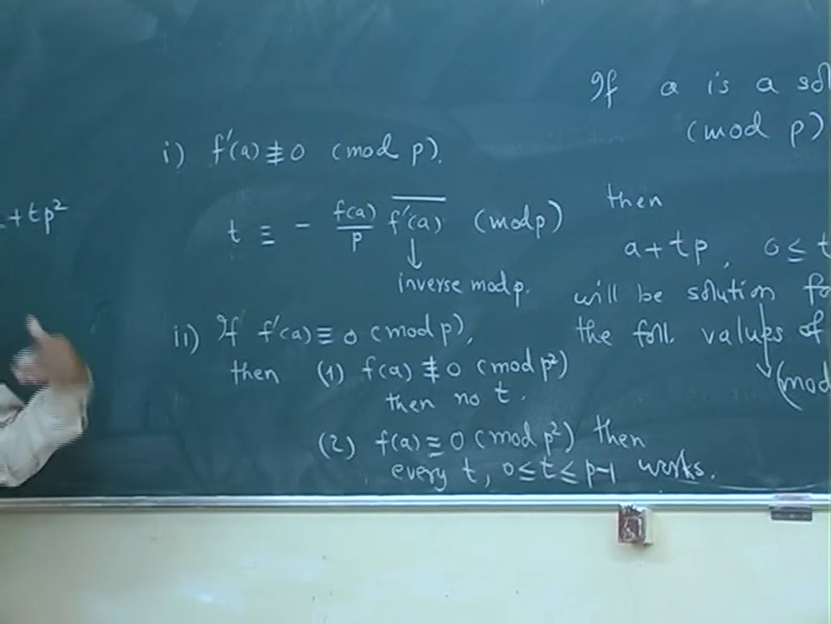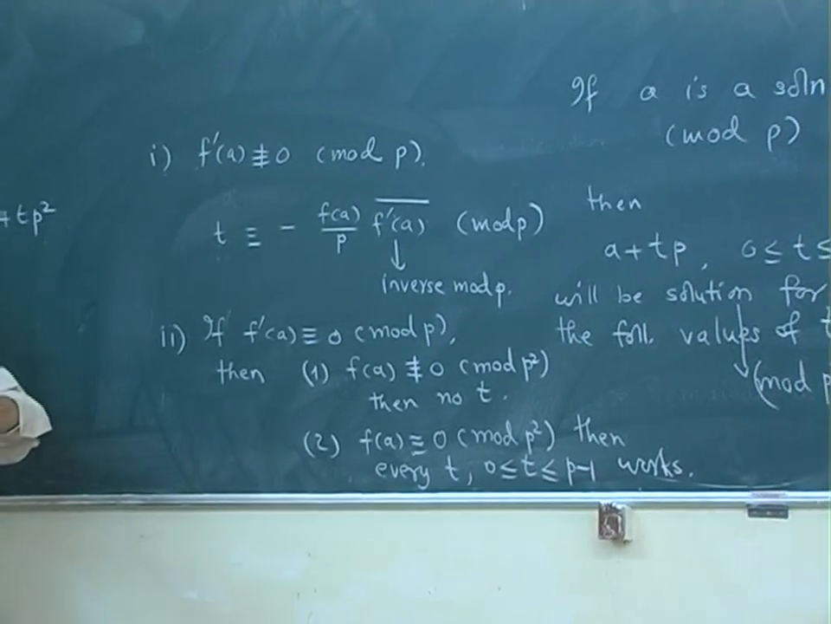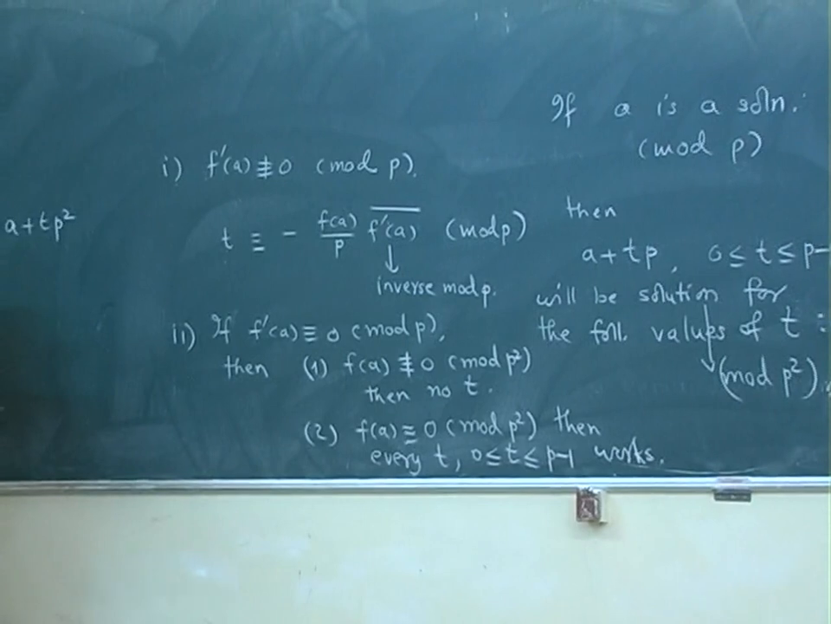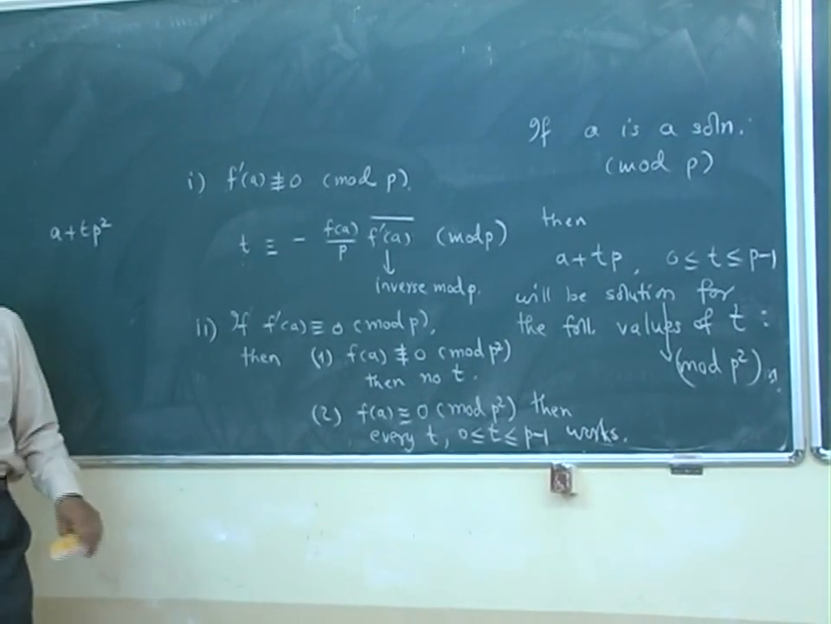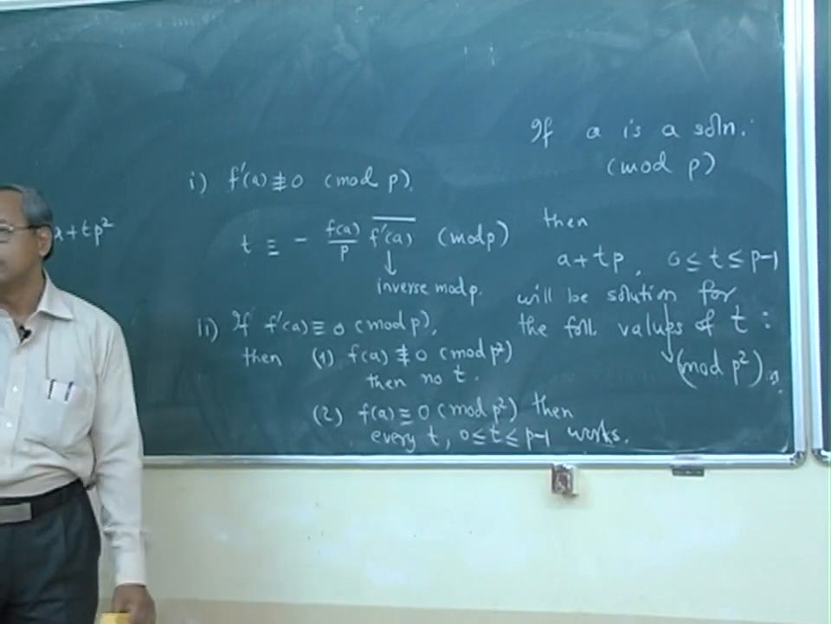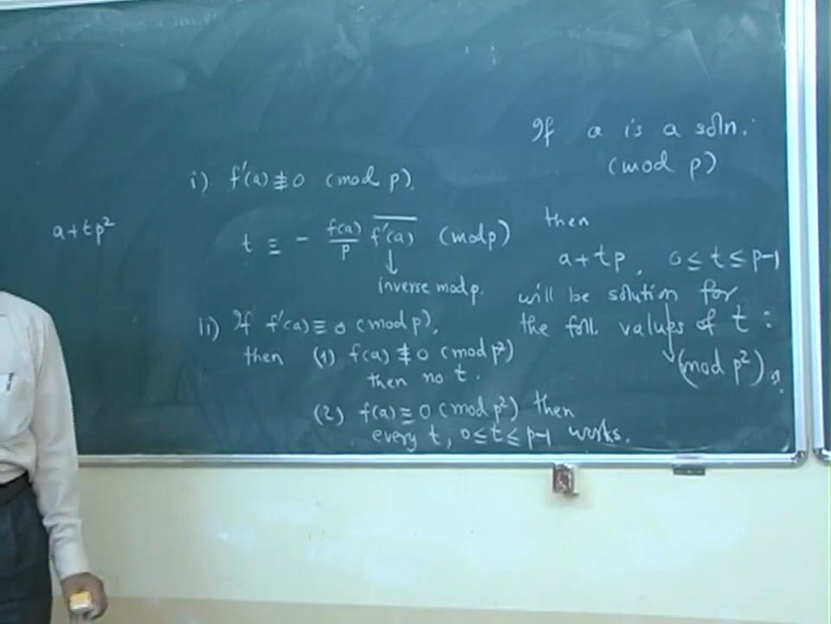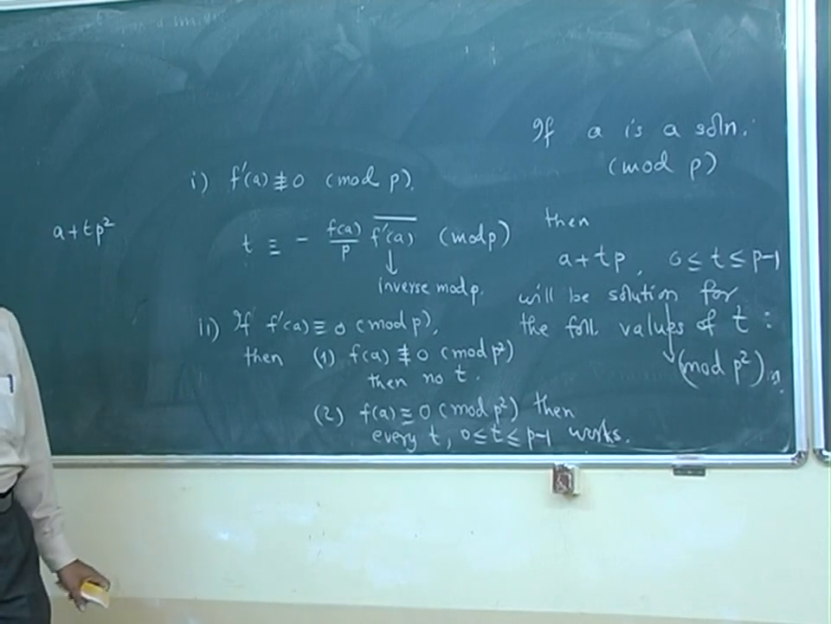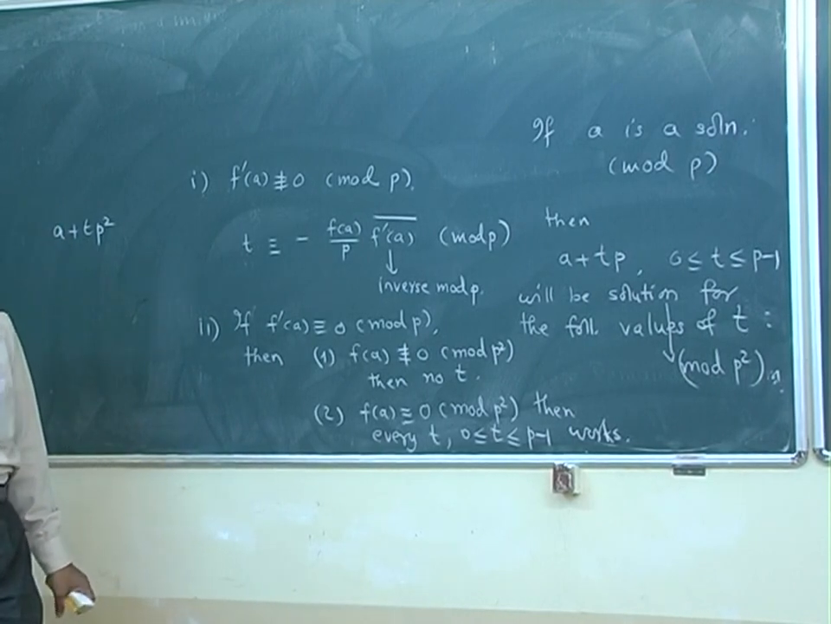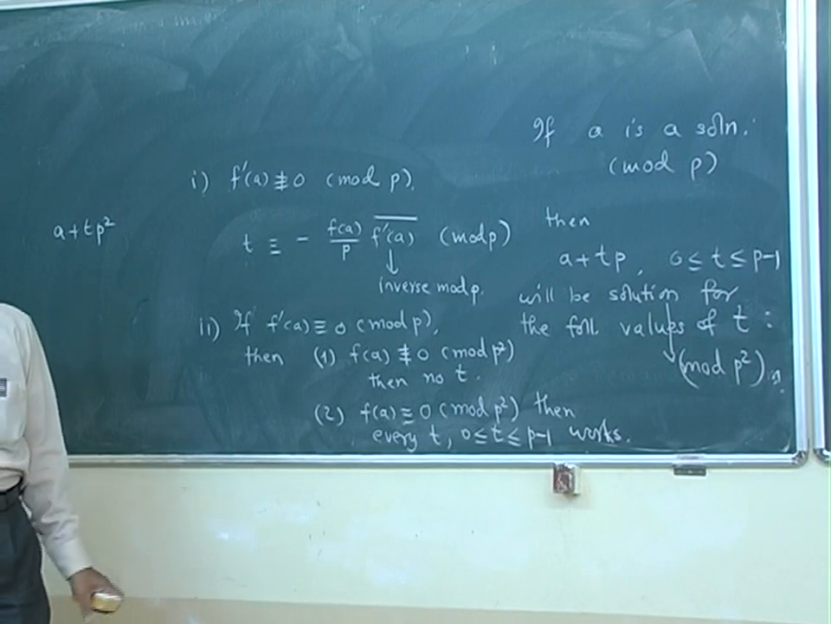Similarly, you can continue. So from solutions mod p, you get solutions mod p square. From that you get solutions mod p cube, p raised to 4 and so on. So this tells us that we should therefore look at solutions mod p. So we should study solutions of the congruence f(x) congruent to 0 mod p, where p is a prime number.